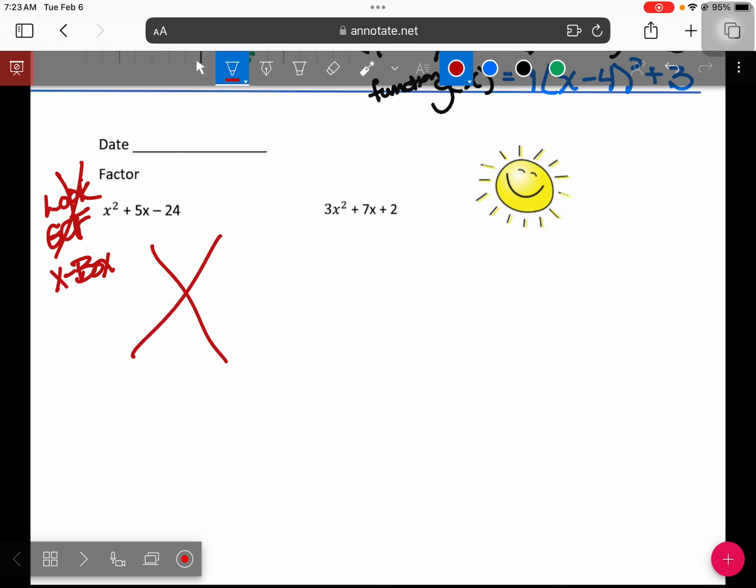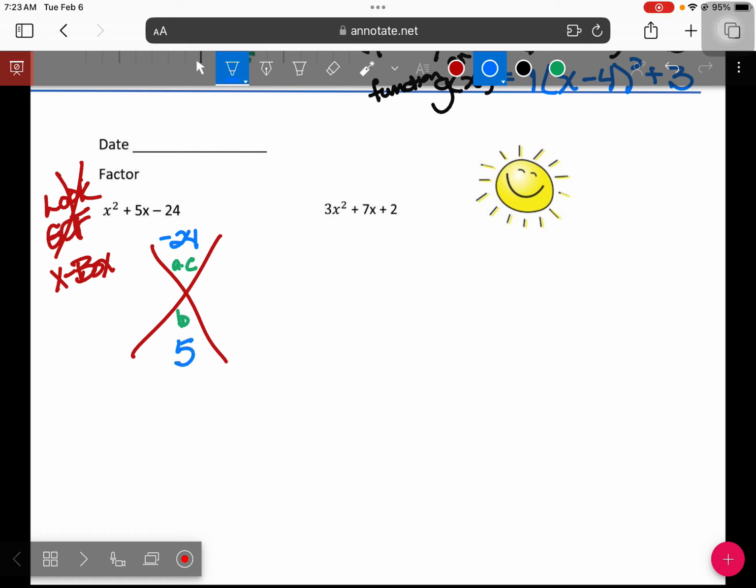So I set up my X. I remember that A times C value goes at the top and B goes at the bottom. What is my A times C value here, class? Negative 24. You're lucky I have terrific hearing. And my B value? 5.